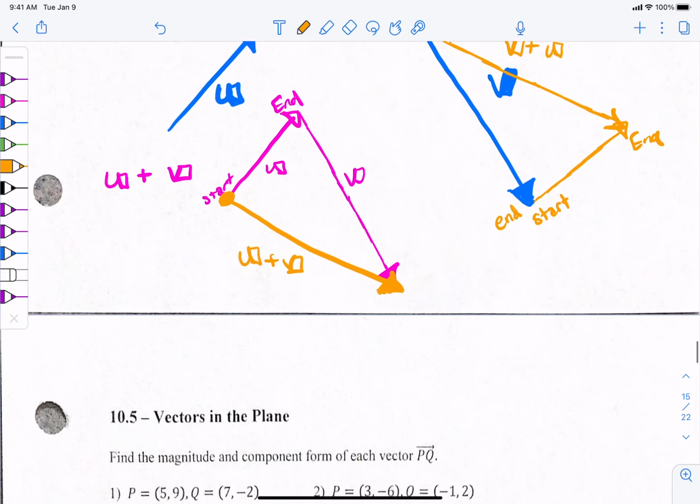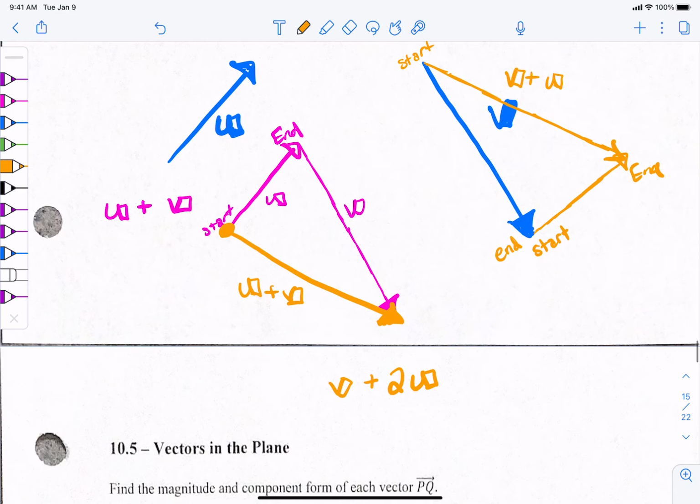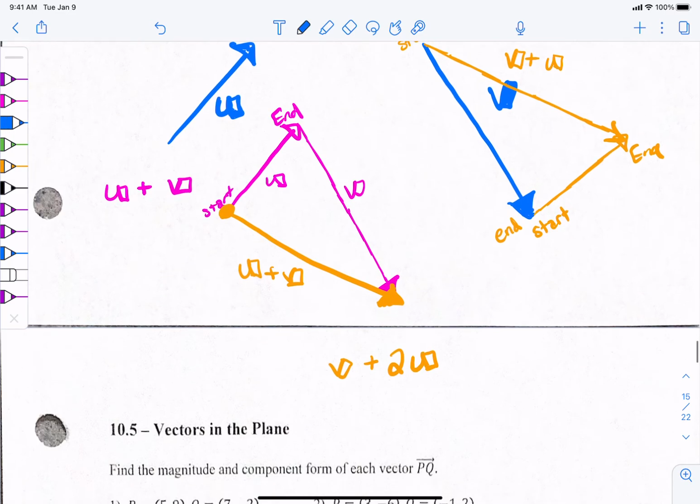What if I say draw me, and if you know how to draw this, maybe you don't have to write it, v plus 2u. What if I say that? That's one of the extra things. I'm going to do 2 more things to you. What if I say draw me what v plus 2u looks like?